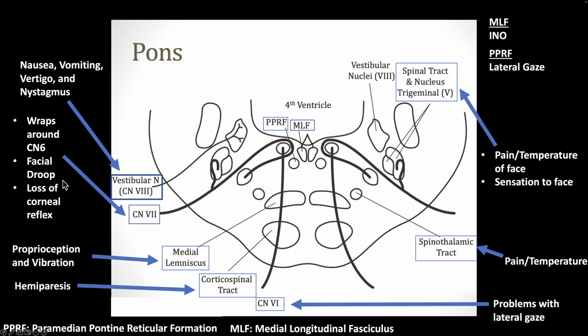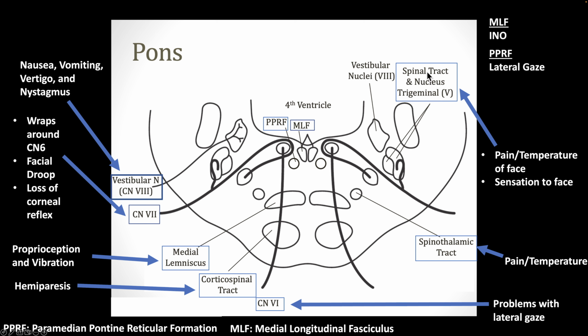And then if you get problems in cranial nerve number 7, you're going to get facial droop and also loss of the corneal reflex and also some other things which we'll discuss. Again, you have your medial lemniscus, proprioception, and vibration. We're going to keep repeating this. Repetition is the mother of learning. Then we have the corticospinal tract, which is hemiparesis. Then we have cranial nerve number 6, which attaches to the lateral rectus. If you have problems with this, you have problems with lateral gaze. Again, the spinothalamic tract, pain and temperature. Again, these all cross in the medulla, so it's going to be contralateral.